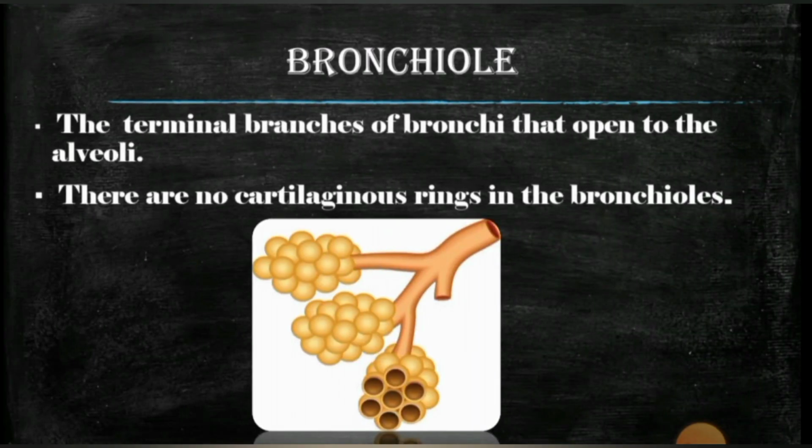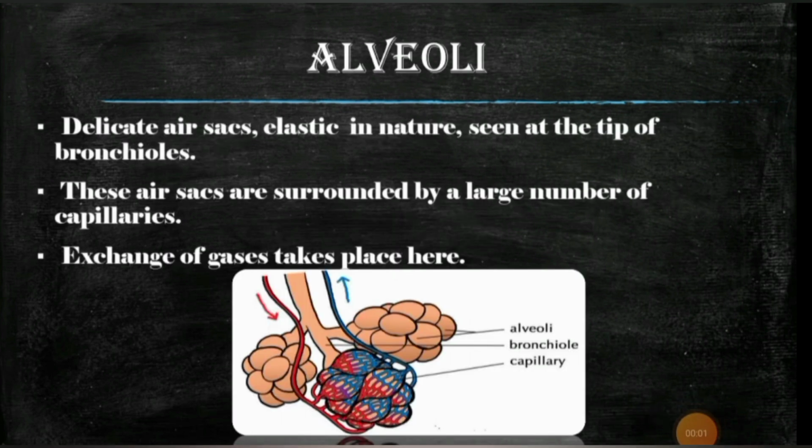Bronchiole. The terminal branches of bronchi that open to the alveoli. There are no cartilaginous rings in the bronchioles. Next is the alveoli. Alveoli are delicate air sacs which are elastic in nature, seen at the tip of bronchioles. These air sacs are surrounded by a large number of capillaries. Exchange of gases takes place here.